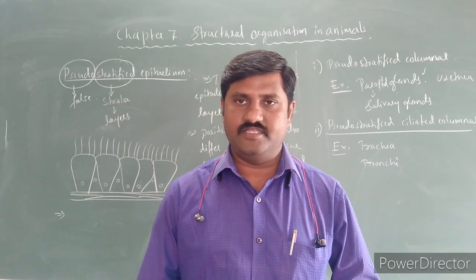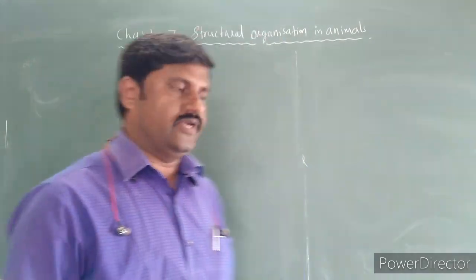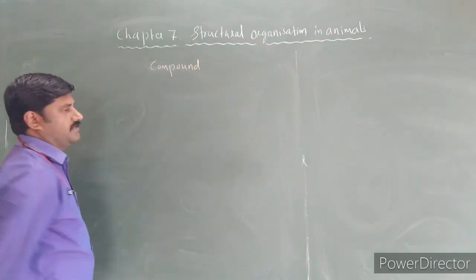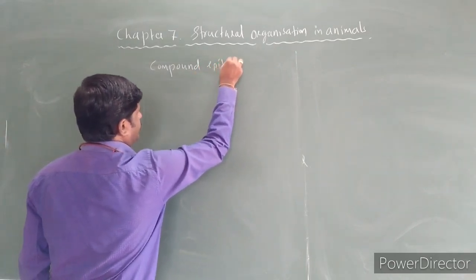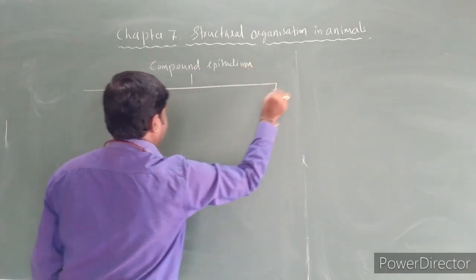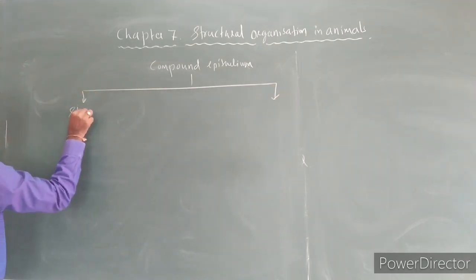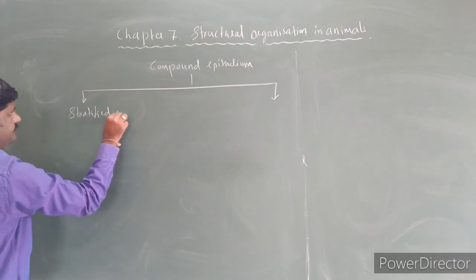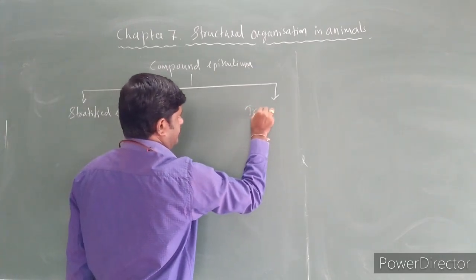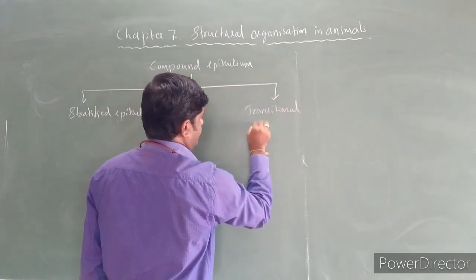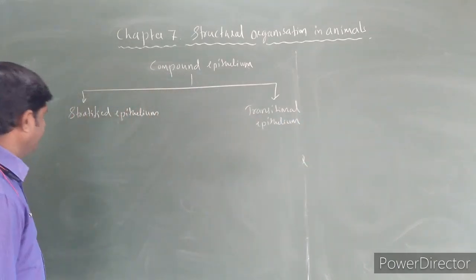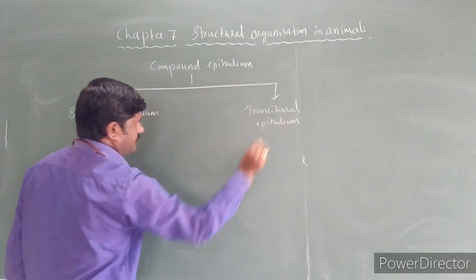Let us see the classification of compound epithelium first. Right? Compound epithelium is broadly classified into two types. One is called stratified epithelium, and the second one is called transitional epithelium, right? So this way there are two major types. One is stratified epithelium, second one is transitional epithelium.